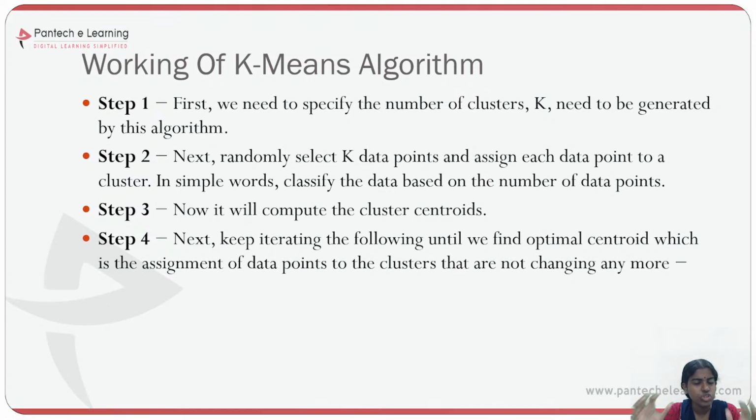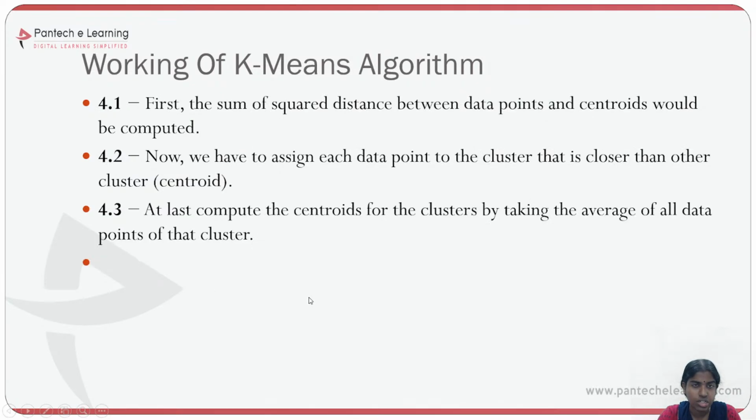Clear with this? So firstly, I have to choose the number of clusters. The k value needs to be generated by this algorithm. Next, I am going to randomly select the k data points and assign each data point to a cluster. I am going to classify the data based on the number of data points. In the third step, I need to compute the cluster centroids. Finally, I have to iterate until I find the optimal centroid, which is when the assignment of data points to the clusters is not changing anymore.